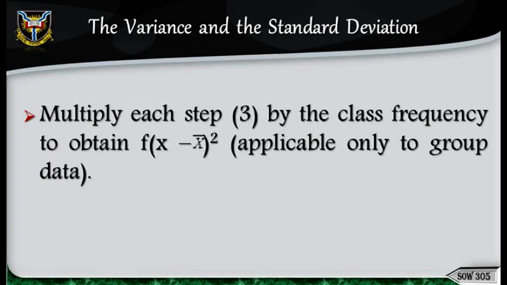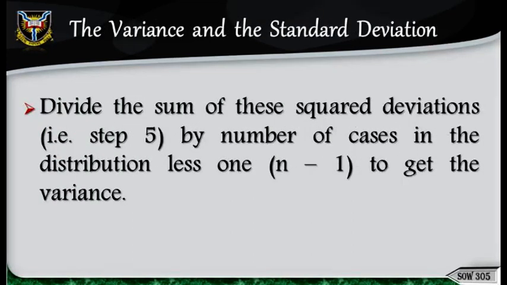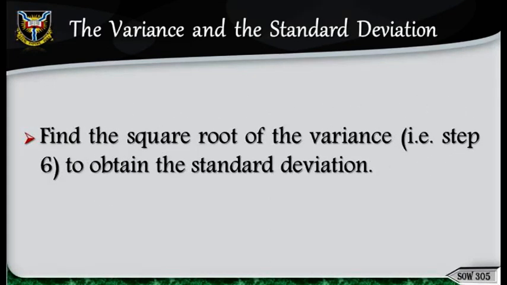4. Multiply each step 3 by the class frequency to obtain f times (x minus x bar) squared. Applicable only to grouped data. 5. Sum these products from either step 3 for ungrouped or step 4 for grouped data. 6. Divide the sum of these squared deviations, that is step 5, by the number of cases in the distribution less 1, in brackets n minus 1, to get the variance. 7. Find the square root of the variance, that is step 6, to obtain the standard deviation.